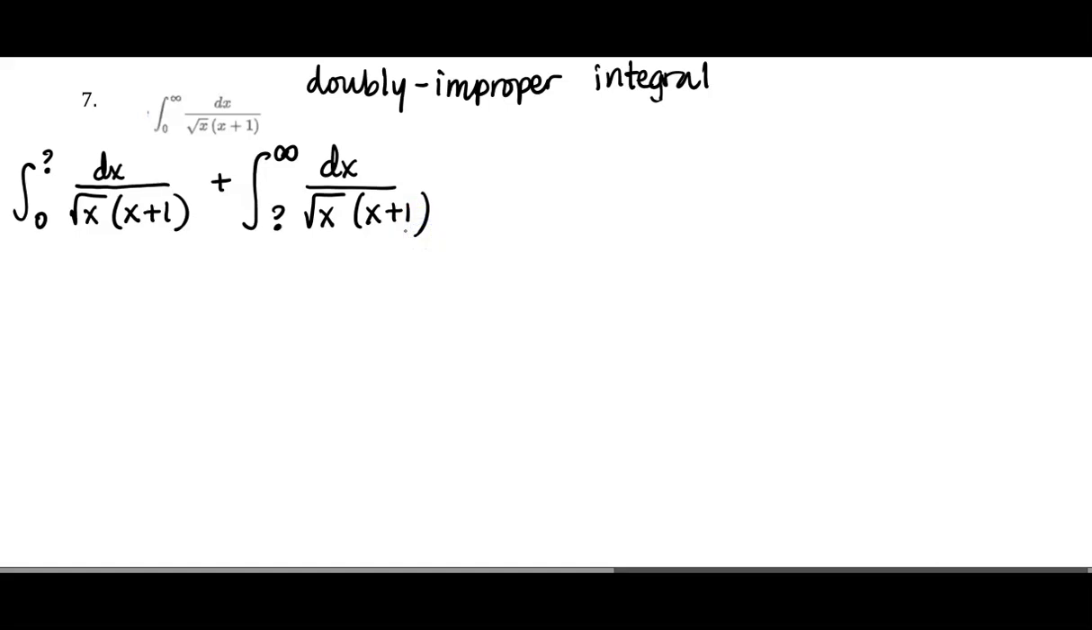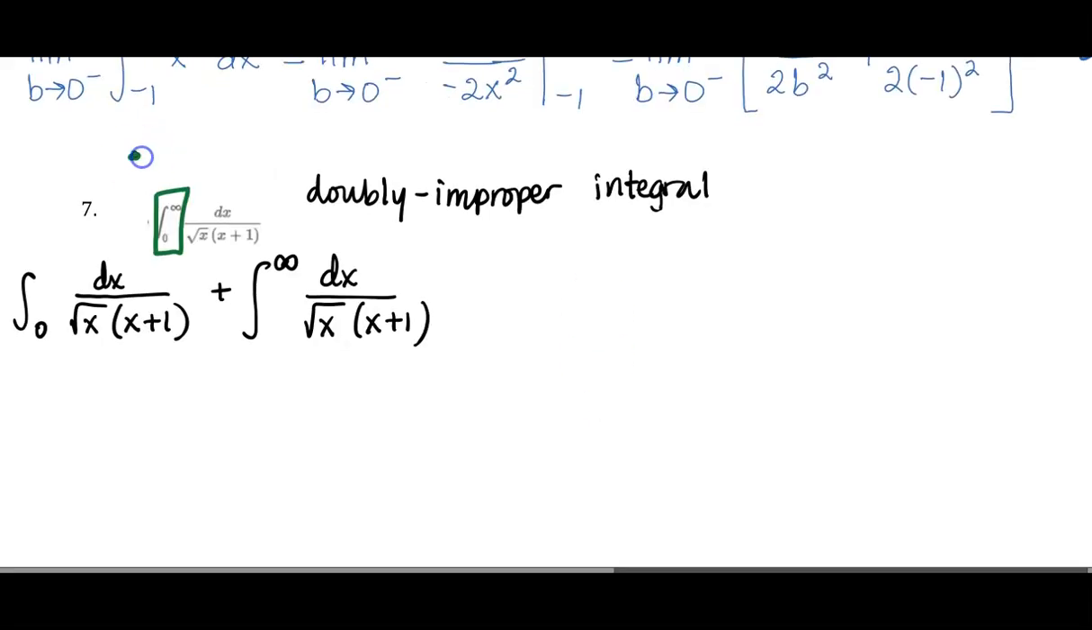I want to take a second to first talk about what number we should put there. Technically speaking, I could put whatever positive number I want. So when I look at this, if we're trying to integrate from 0 all the way to infinity, you could break it up at 2 if you wanted to, and say let's go from 0 to 2 and then 2 to infinity.